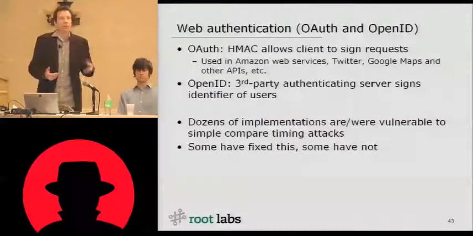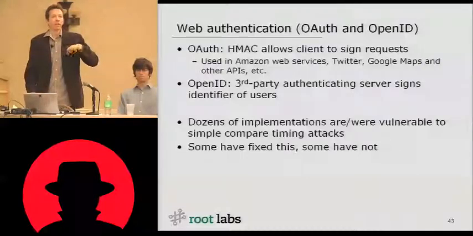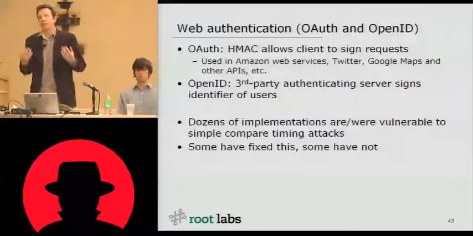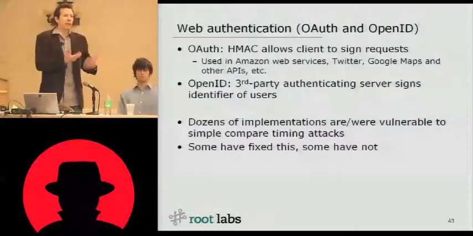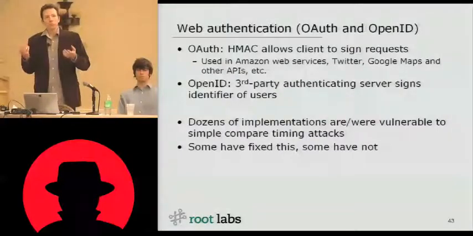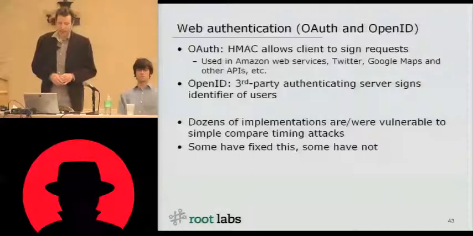OAuth was designed to allow a client to authenticate themselves to the server to access various APIs on the server. The client and the server share the same secret, and the client can send requests to the server, like "delete my Flickr photo album" or whatever. And you sign it with an HMAC. If the request validates, then the server says, sure, this user has the correct HMAC. Go ahead and do whatever they asked me to do. This is used all over the place. Pretty much every web API that allows the client to sign some kind of requests has a mode of allowing HMAC.